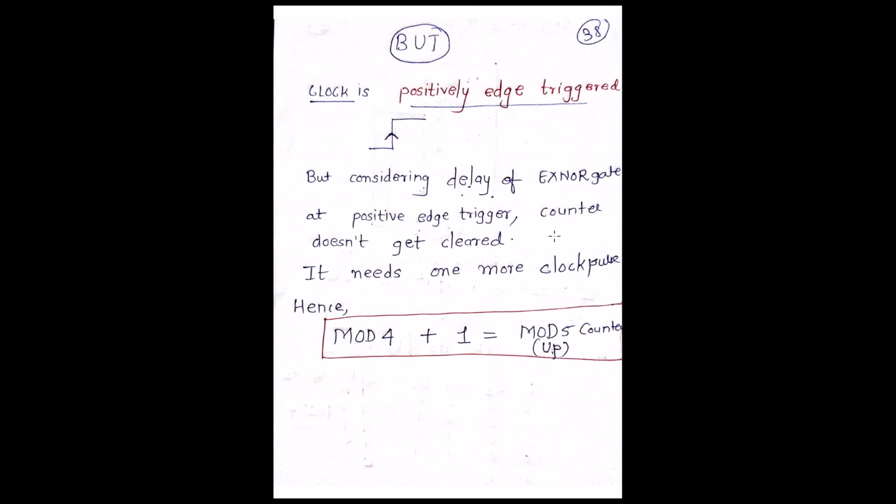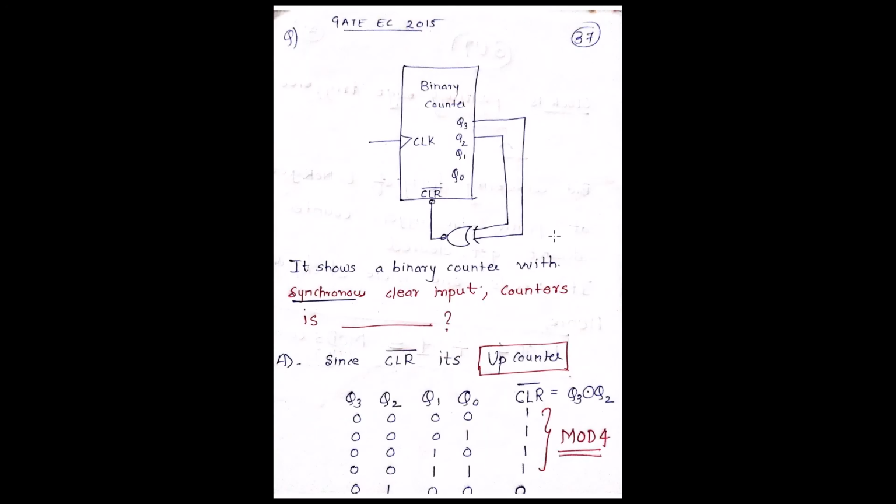The next question that we have is another GATE question which has been asked in 2015. If you see, they have shown a diagram to you over here and they tell you that it shows a binary counter with synchronous clear input.